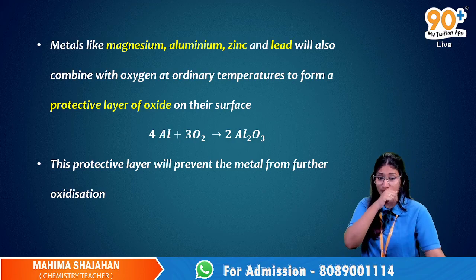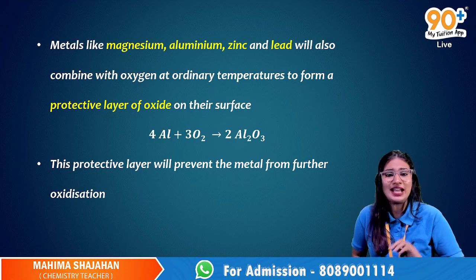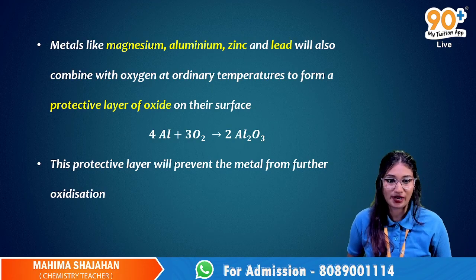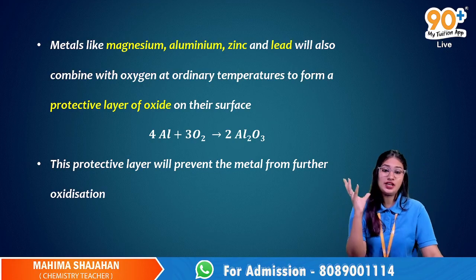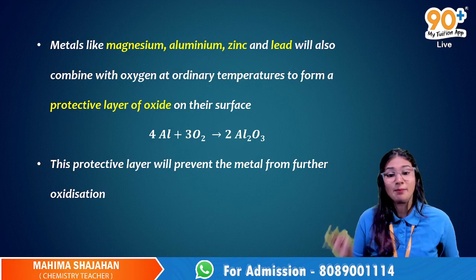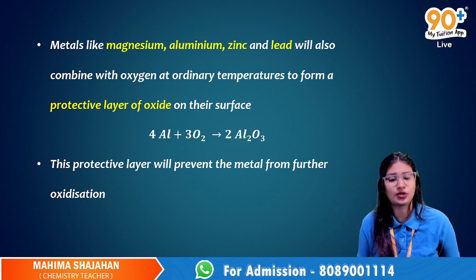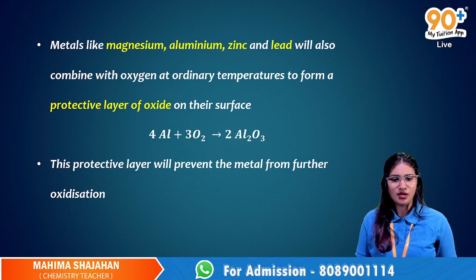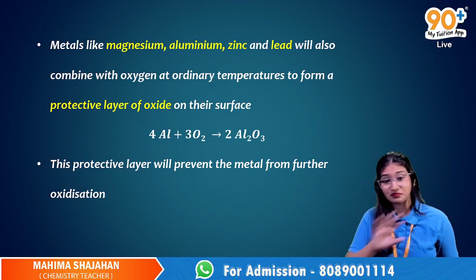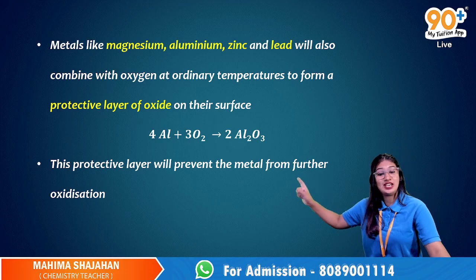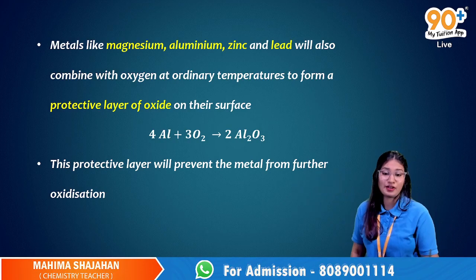It's a slow process, but it happens even at room temperature. That's why there is a frequently asked question: aluminium is a very reactive metal, you know that, but still why do we use aluminium utensils to store food items, as if it were a non-reactive metal? What's our answer? Aluminium reacts with oxygen and forms a protective layer of its oxide.